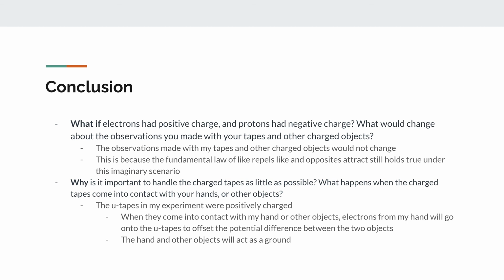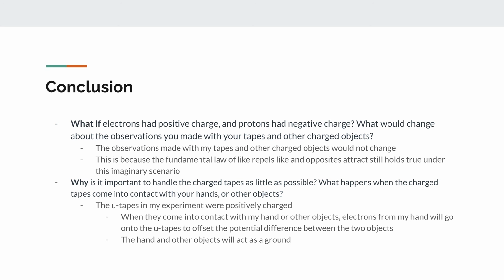So what if the electrons have positive charge and the protons have negative charge? What would change about the observations? The observations made with my tapes and other charged objects would not change at all. This is because the fundamental law of like repels like and opposites attract still holds true under this imaginary scenario. So even if the electrons had positive charge, they would still interact with other electrons in the same way. They would still repel each other, and they would still attract protons. So it wouldn't make a difference.